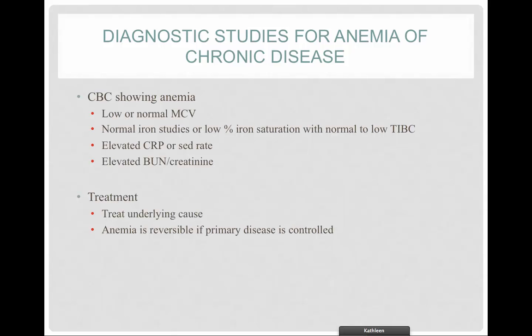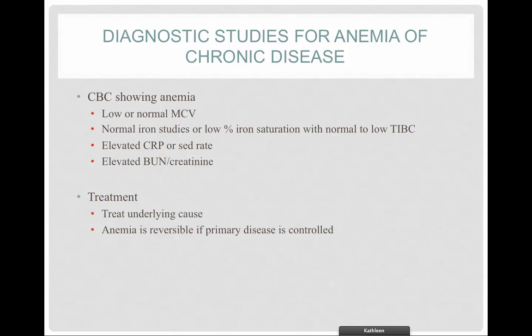Diagnostic studies for anemia of chronic disease: CBC showing anemia, low and normal MCV, normal iron studies or low percentage of iron saturation with normal to low total iron binding capacity. Elevated CRP or SED rate, that really is going to take a look at this inflammatory process going on that's causing this. Elevated BUN and creatinine. And treat underlying cause. Anemia is reversible if primary disease is controlled.